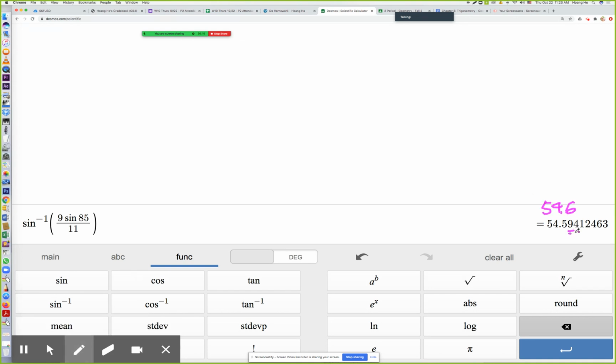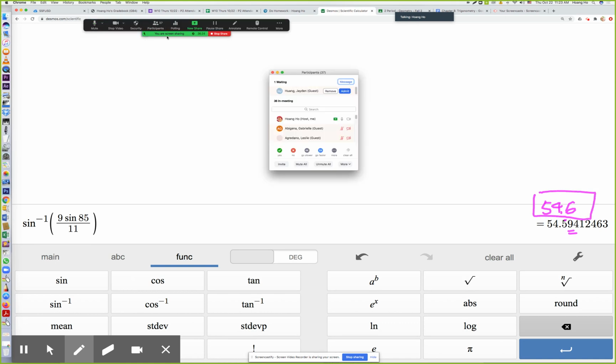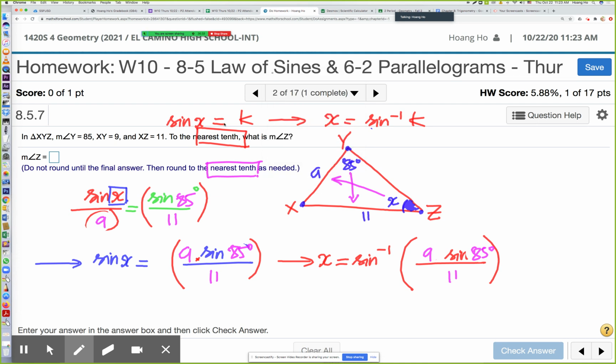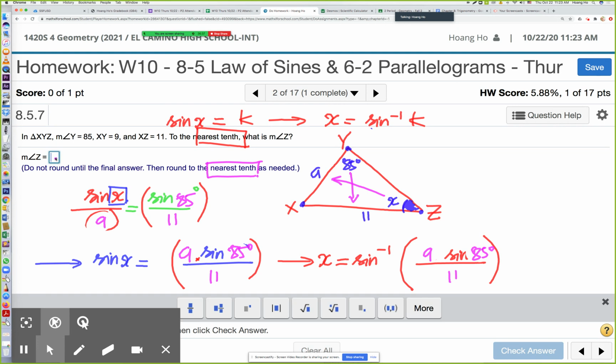54.6, because the 9 here is bigger than 5, so I round up the number in front of it, the 5 becomes 6. So 54.6. I go to my box over here, I put 54.6 and then I'm done.